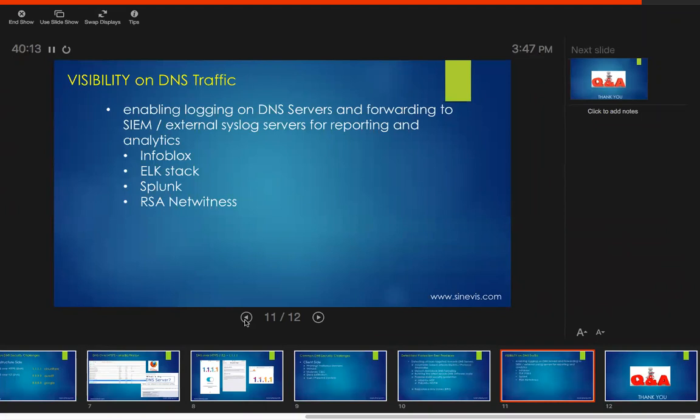Another way is, some administrators don't even want to enable DNS logging because it affects the performance of the server. Yes, definitely it does. So we use solutions like RSA NetWitness, where you can capture network traffic from the network itself. When the DNS query is made to the DNS server, packets are captured at the network level and analyzed by RSA NetWitness. This is one of the ways you can do it. Does that answer the question?